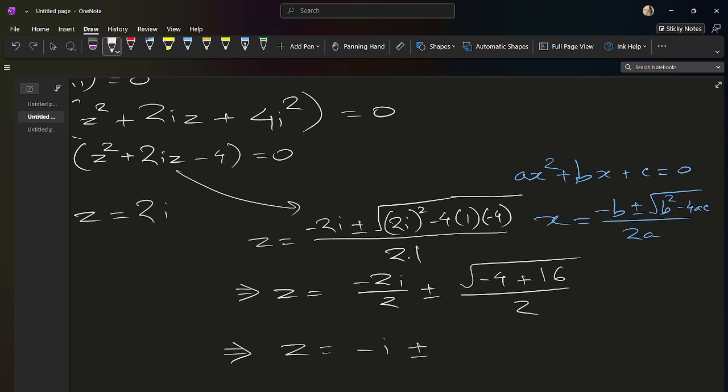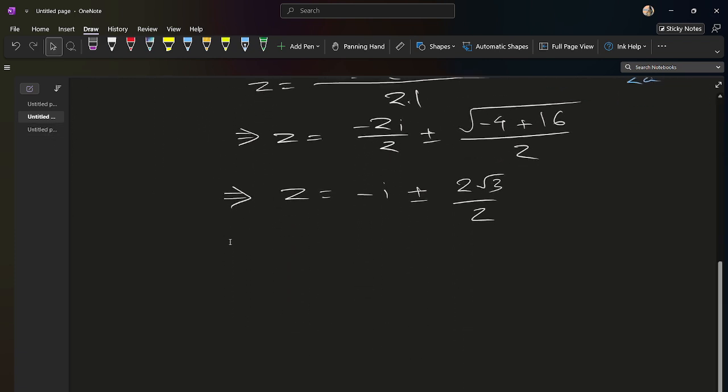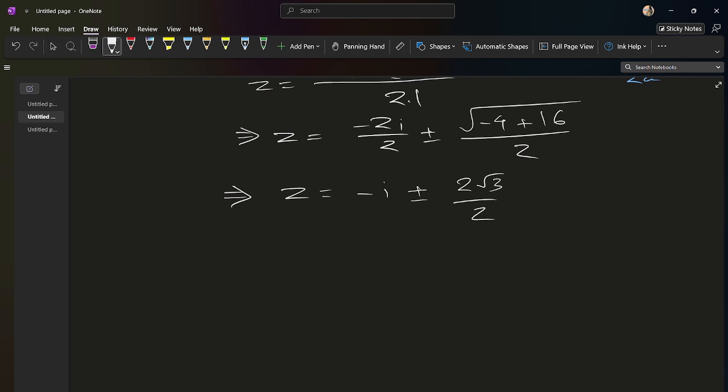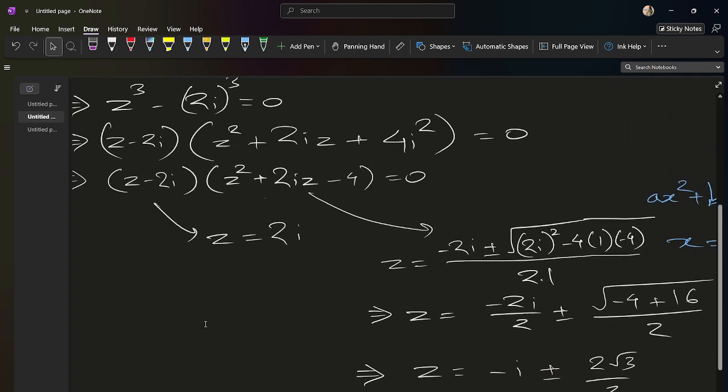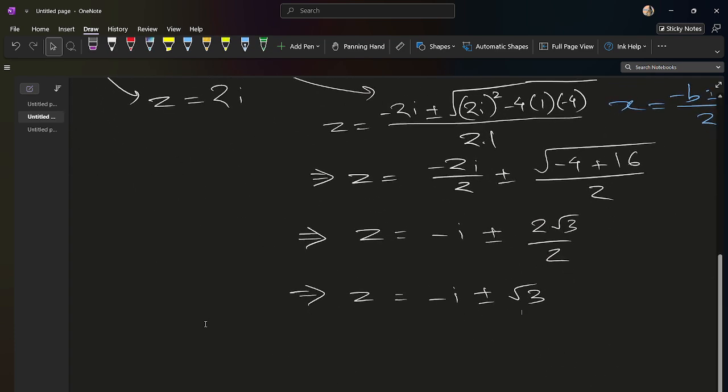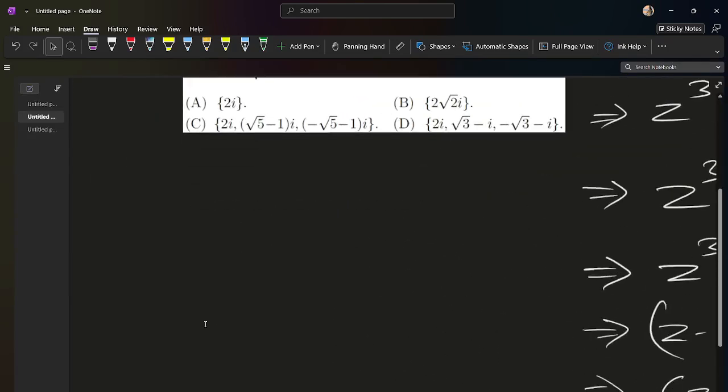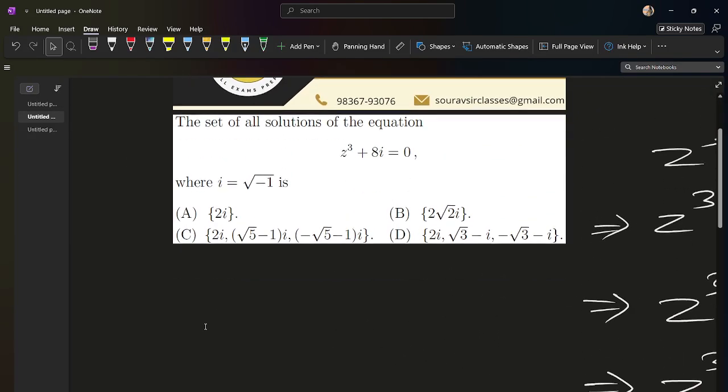So we can write it as 2 root 3 by 2. Yeah, because root 12 is root over 4 into root 3, and root 4 is 2. So this will be outside. So we will get this thing. So z is equal to minus i plus minus root 3. So all the roots of this equation are 2i and minus i plus minus root 3. So that is our option D.